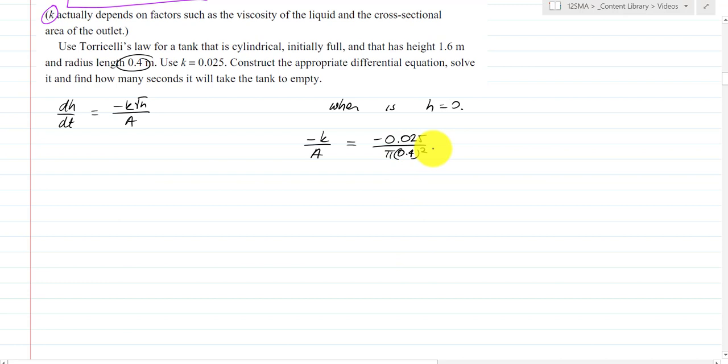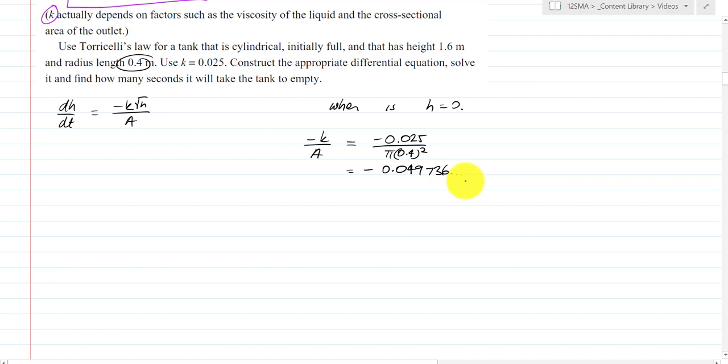And so I get this: 0.025 divided by pi times 0.4 squared, and I get negative 0.049736, give or take. Okay, bit of rounding there.